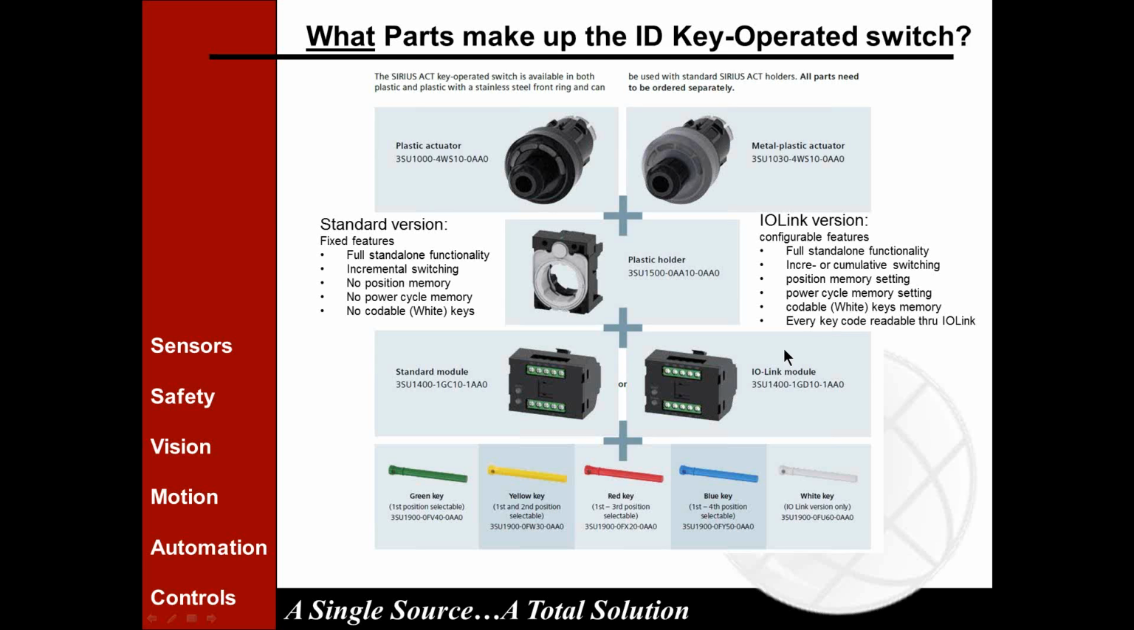And then additionally with the IO Link version, every key, including the 4 colored keys, the green, the yellow, the red, and the blue, has a unique code that's built into them. So every key has its own code that can be used to identify your operator or for whatever other identification purposes you're using this for. It's 100% unique from key to key to key. So if you ordered 100 keys, each of those keys is going to have a different key code associated with it. We'll go into more details on these in the coming slides, so let's move on.